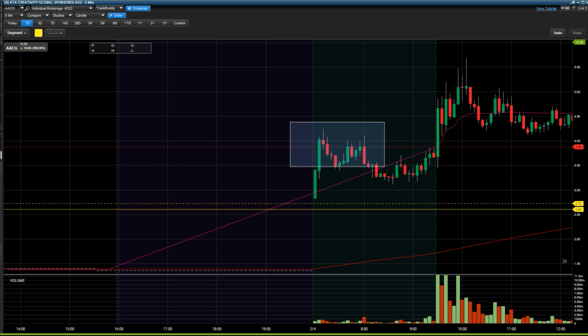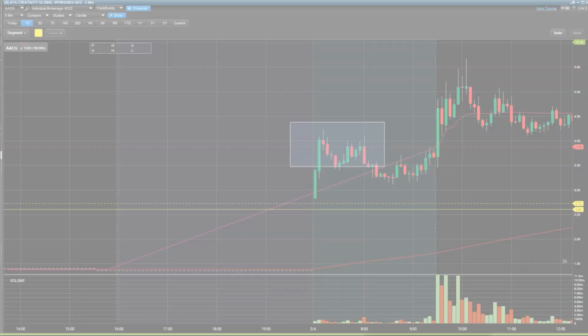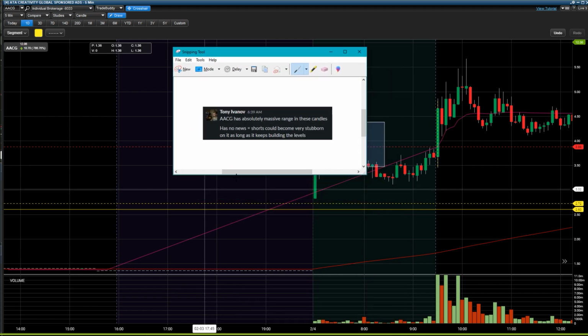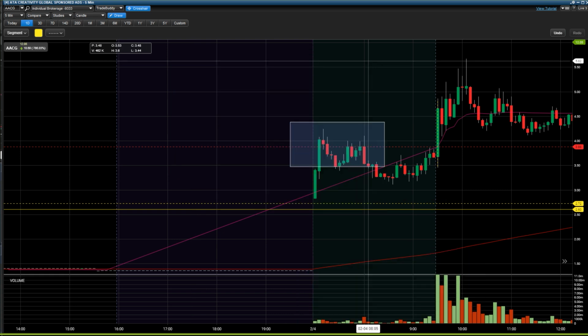At 9:39 a.m. I said that. 9 minutes after market open, I noticed massive range in these candles. Has no news equals shorts could become very stubborn as long as it keeps building the levels. I knew from the start that this could become a massive short squeeze. So with all those things in mind, having no news means that we could trap shorts like crazy. These candles have massive range.